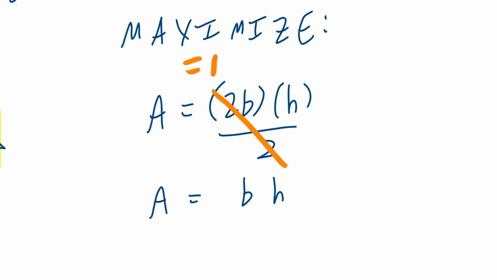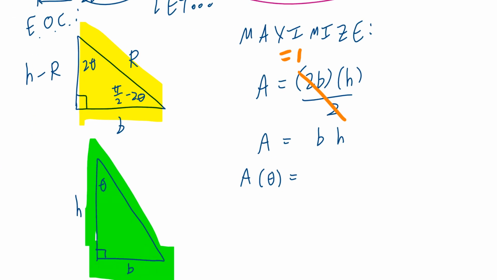Now remember, the key here is to express area in terms of angle theta. So we're not trying to express area in terms of base or area in terms of height. We're going to rewrite the whole thing in terms of angle theta. Now, here's how you can do this. One method is to go back to the first triangle and write down the following.